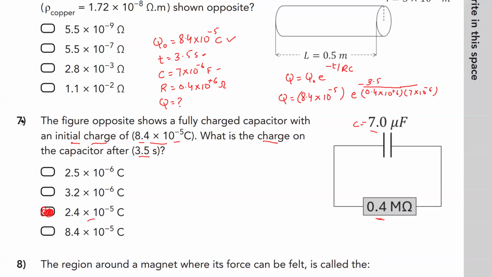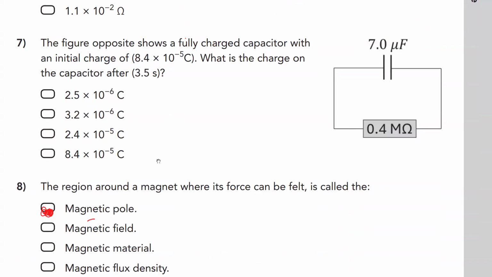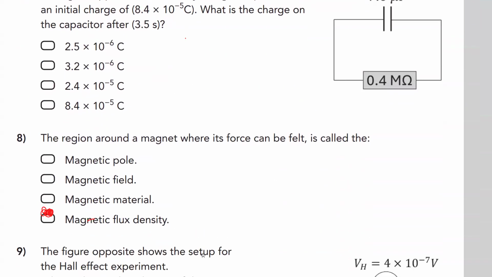Now we move to question number 8. First I just remove this so it will be easy for everyone to understand these questions. Question number 8: the region around a magnet where the force exists. So he is talking about the region at which the force exists.